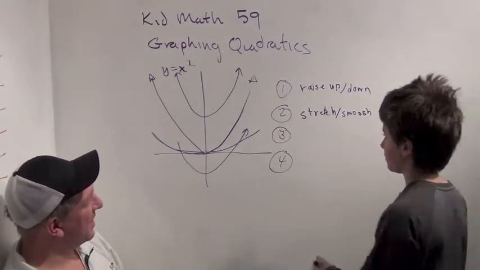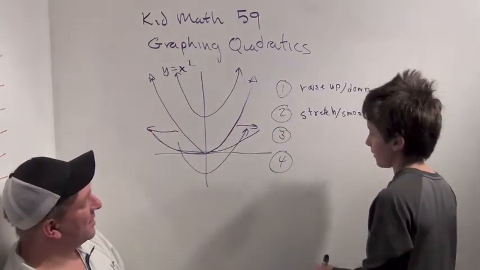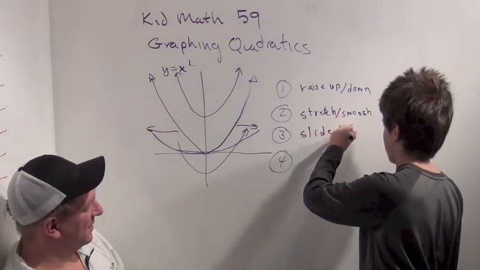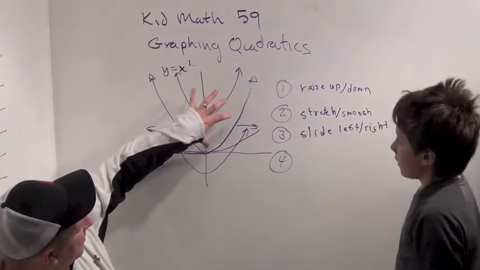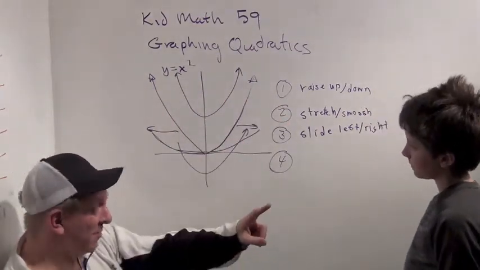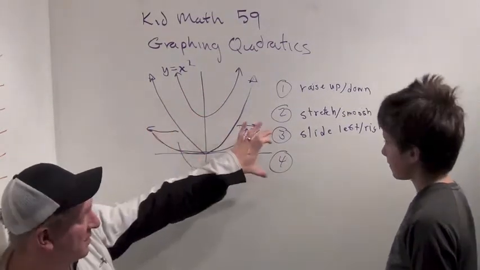You can slide it. What does that mean? It means you bring it left or right. Slide left or right. You can imagine just picking up a graph and moving it over here or over here. The same thing, by the way, would be keeping the graph in the same place and taking the axes and sliding them. Either way.